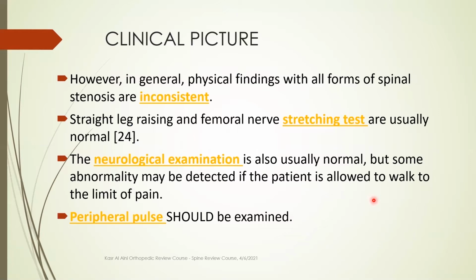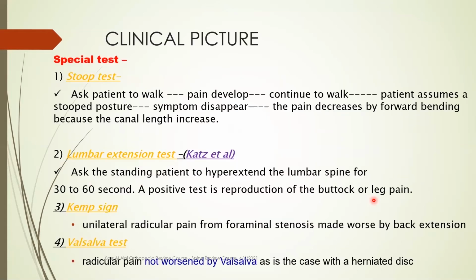In general, physical examination in spinal stenosis is inconsistent. Stretch tests are usually normal. Neurological examination is usually normal, but some abnormality may be detected when the patient is allowed to walk to the limit of pain. Peripheral pulses should be examined. Special tests. Stoop test. Ask the patient to walk till pain develops, then continue to walk. Patient would assume a stooped posture.